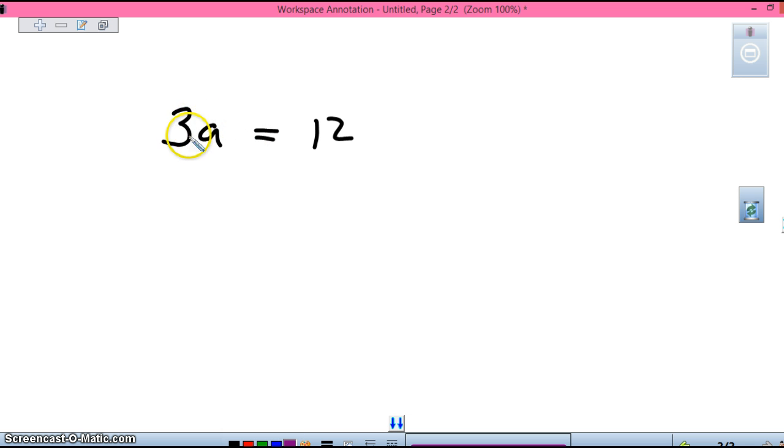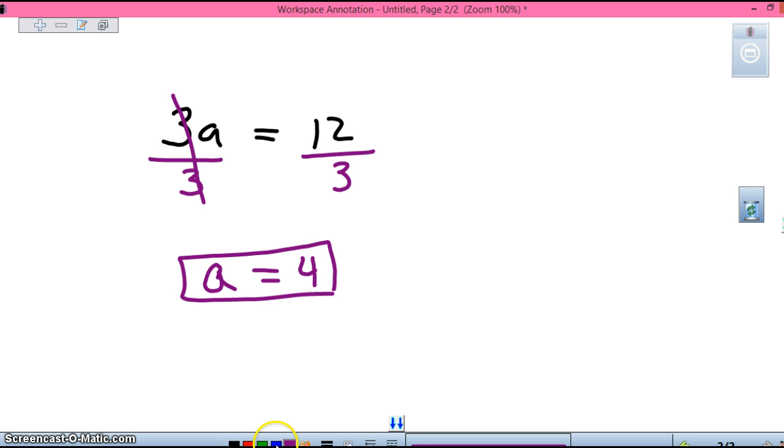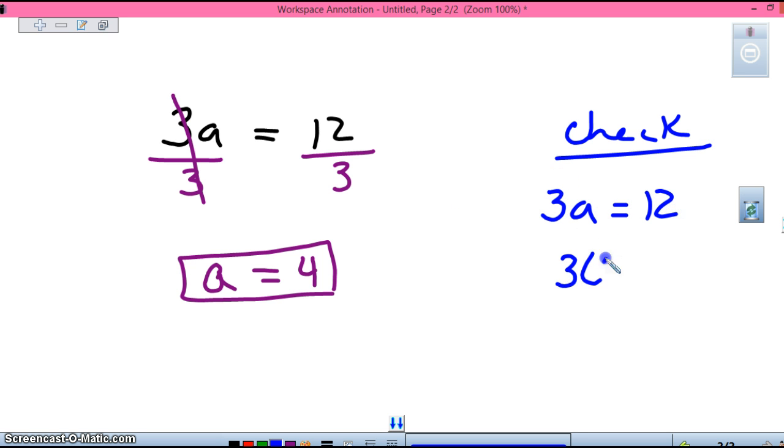If we have to solve for a, 3 times a equals 12, what is the inverse operation of multiplication? Division. So we have to divide by 3. What you do to one side, you do to the other. A equals 4. Can we check? Yes, we can check every equation. 3 times a should equal 12. Is 3 times 4 equal to 12? Yes.